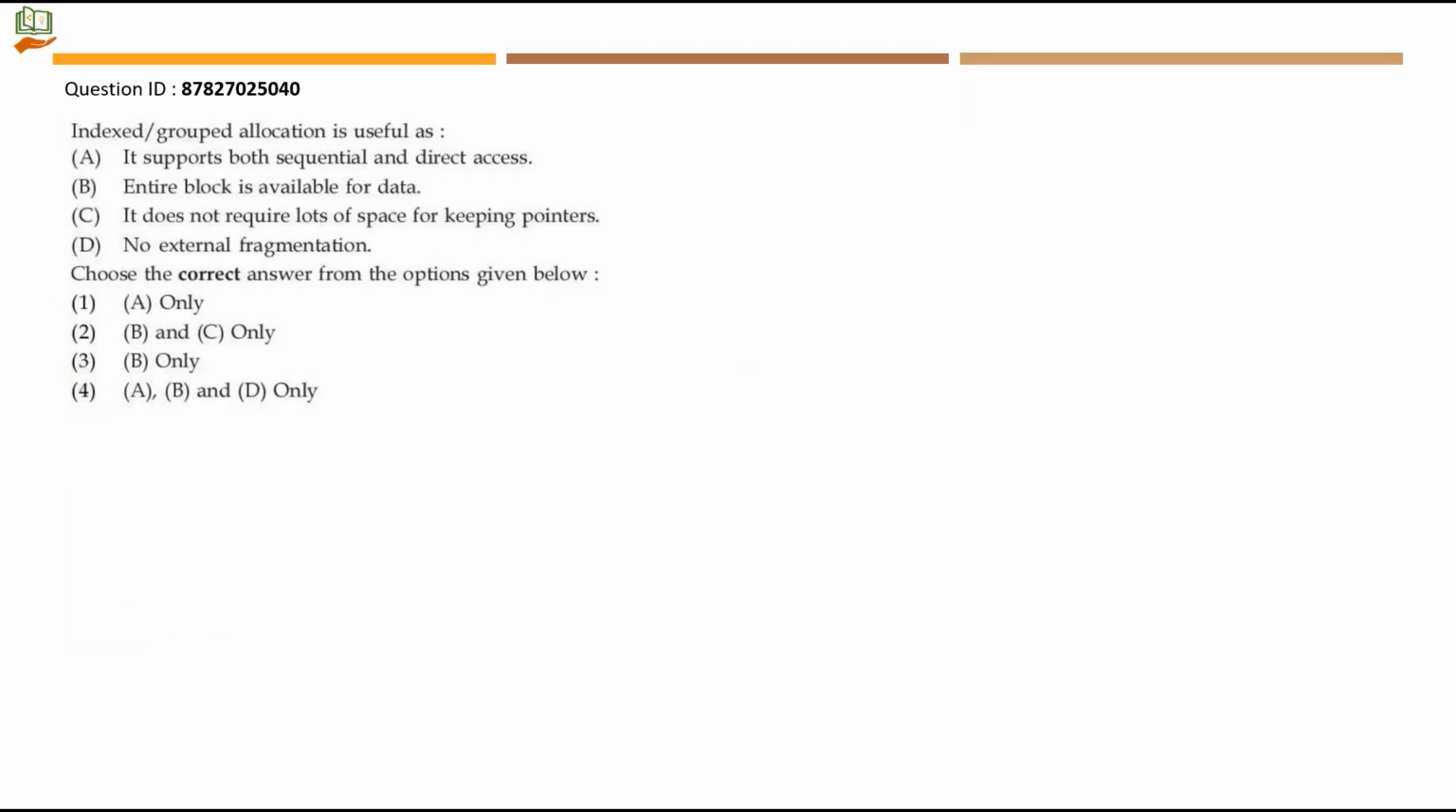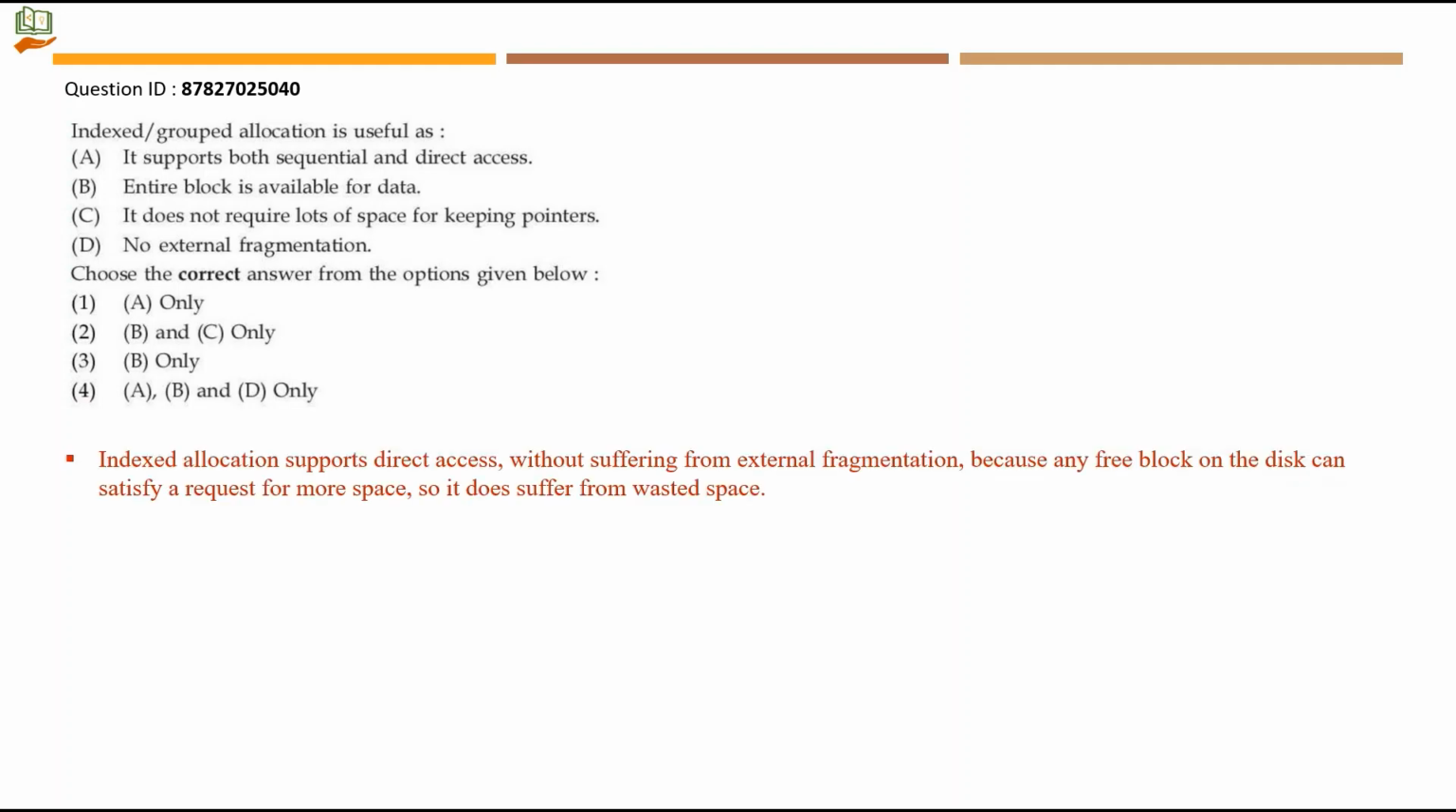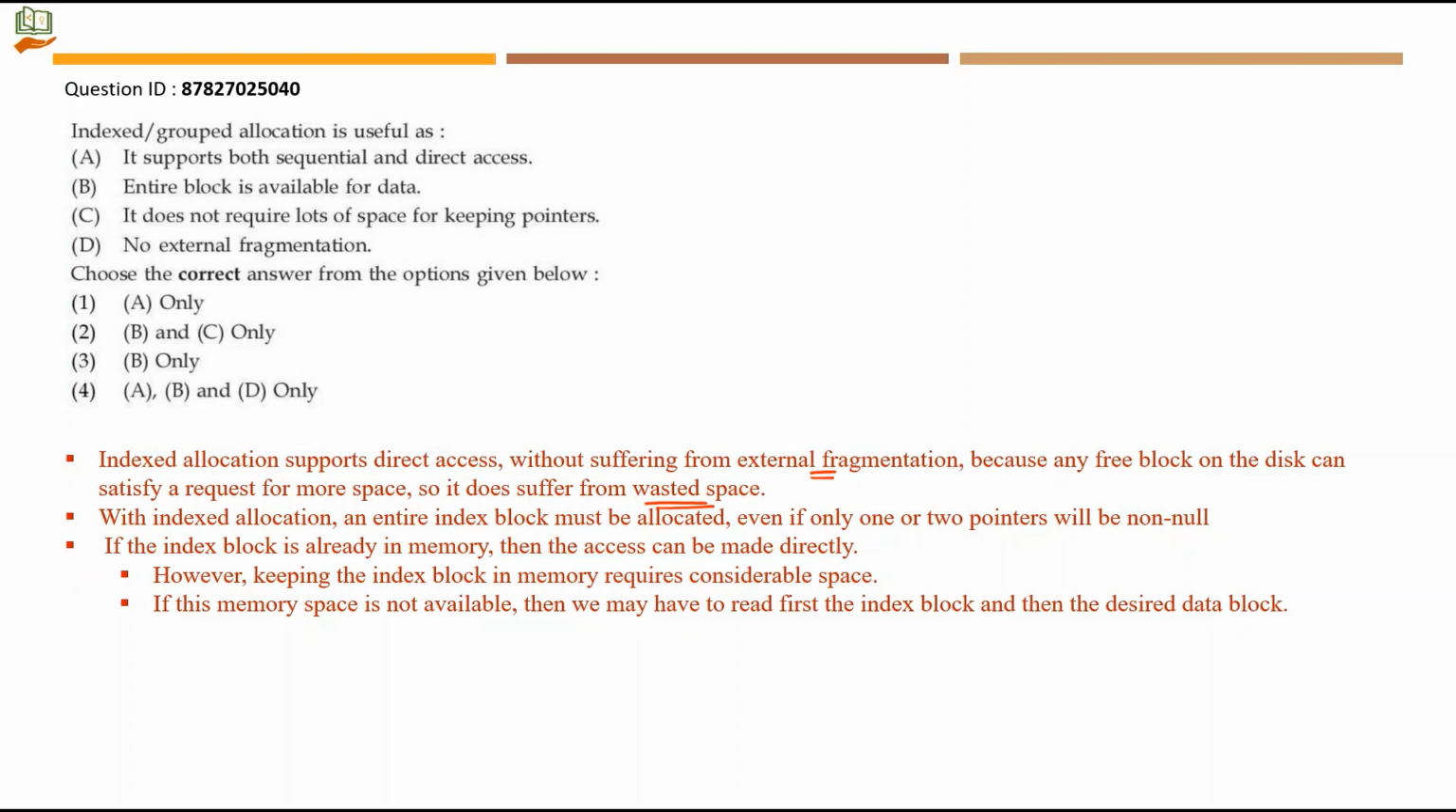Next question, indexed or grouped allocation is useful as. Indexed allocation supports direct access without suffering from external fragmentation, because any free block on the disk can satisfy a request for more space, so it does suffer from wasted space. But it does not suffer from external fragmentation. I'll let you know what it is later. With indexed allocation, an entire index block must be allocated even if only 1 or 2 pointers will be non-null. If the index block is already in memory, then the access can be made directly.